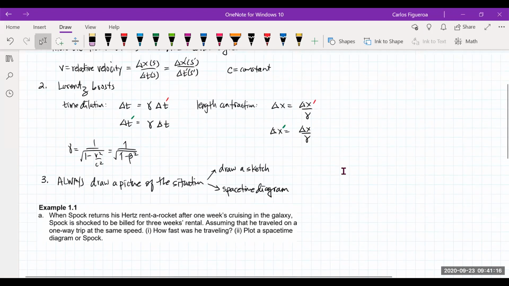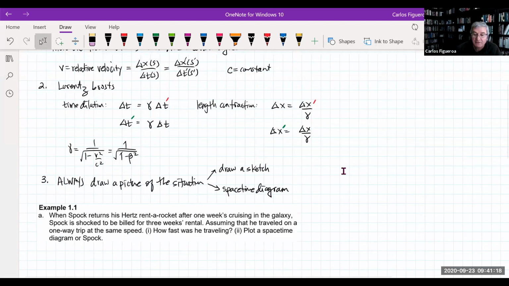Yeah, so let's read this together and let's see what this is actually telling me here. And then you'll see how I really change my space-time diagrams to help me more than anything else. So it says, when Spock returns his Hertz-Renner rocket from 1 week cruising in the galaxy, Spock is shocked to be billed for 3 weeks rental. Assuming that he traveled on a one-way trip at the same time, at the same speed, how fast was he traveling? And then plot a space-time diagram of Spock.